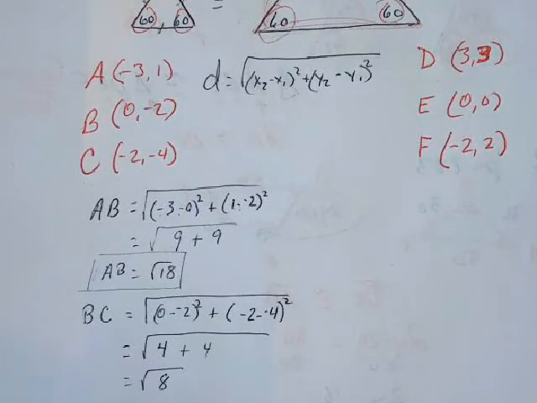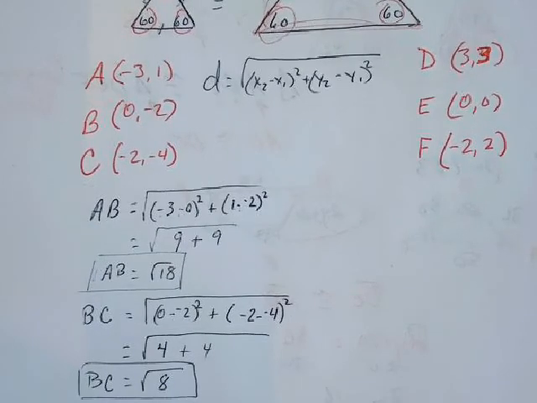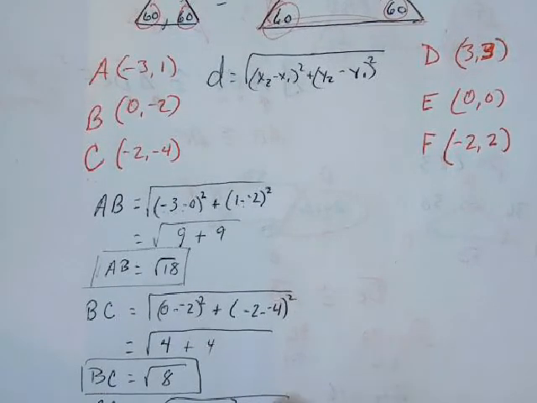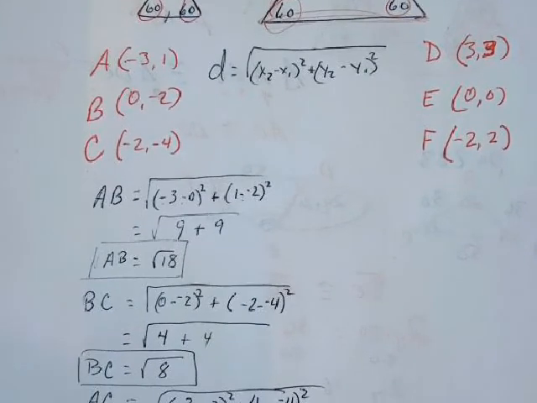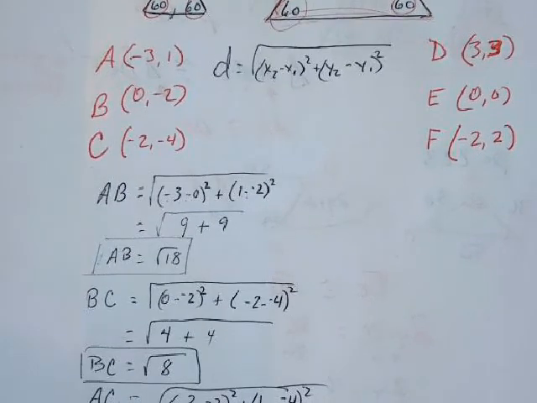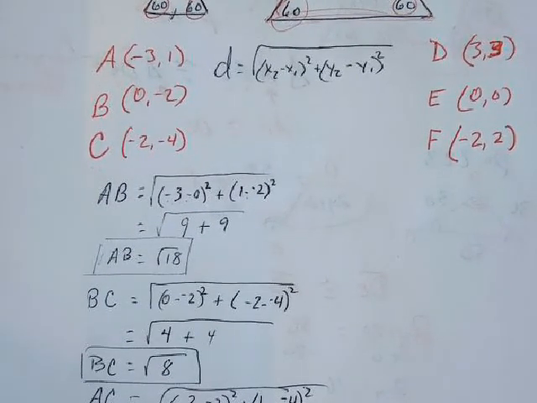All right, now let's do AC. AC, we have negative 3 minus a negative 2 squared, and then 1 minus negative 4 squared. Negative 3 plus 2 would be negative 1. Negative 1 squared is 1. 1 minus negative 4 is 5. 5 squared is 25. So it looks like we're going to have the square root of 26. All right, so there's our 3 lengths on this triangle.